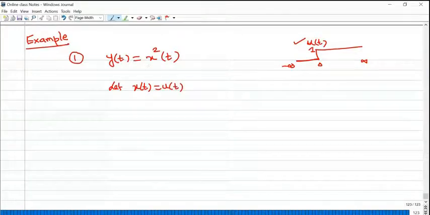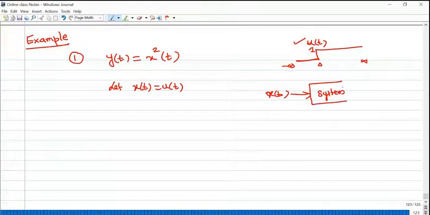So what do you mean by y of t equal to x square of t? x of t is the input to the system. The output of the system is y of t. So y of t is equal to x square of t. Let us assume the input signal is a bounded signal. We are applying a bounded input signal.